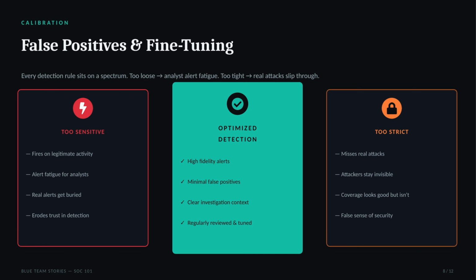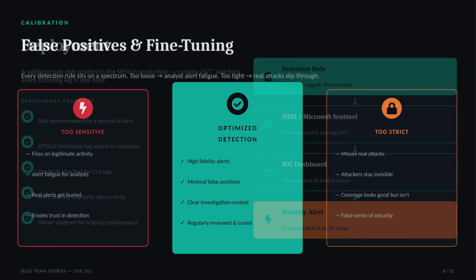False positives and fine-tuning. One of the biggest challenges in detection engineering is reducing false positives. A rule that generates thousands of unnecessary alerts wastes analyst time. But a rule that is too restrictive may miss real attacks. Detection engineering is all about finding the right balance between sensitivity and accuracy.